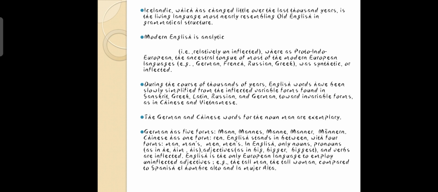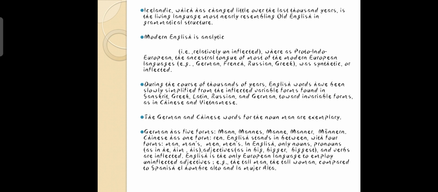Modern English is analytic, therefore relatively uninflected, whereas Proto-Indo-European, the central tongue of most of the modern European languages, for example German, French, Russian, Greek, was synthetic or inflected. During the course of thousands of years, English words have been slowly simplified from the inflected variable forms found in Sanskrit, Greek, Latin, Russian, and German to invariable forms as in Chinese and Vietnamese.